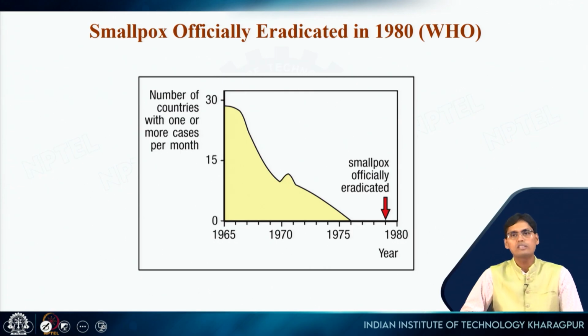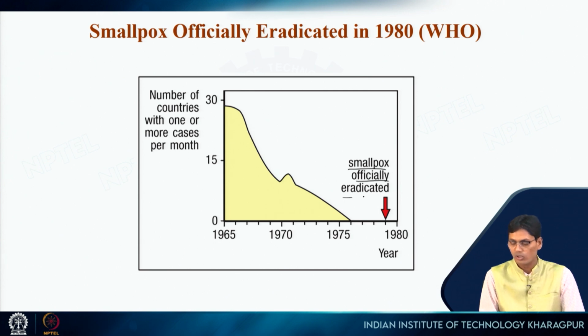Since I started with smallpox, let's see. Smallpox was officially eradicated in 1980, although you will see 1979 mentioned here. There is some kind of one-year discrepancy, as I have taken this from a very standard textbook, which I will refer to at the end. But anyway, that does not create any understanding issues.